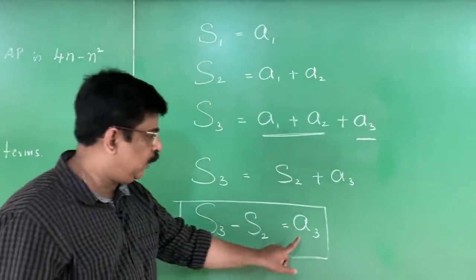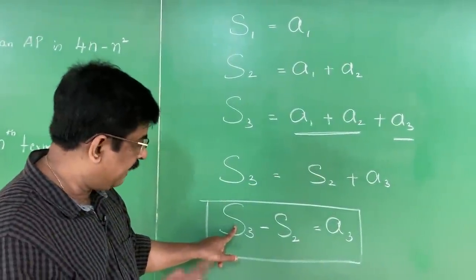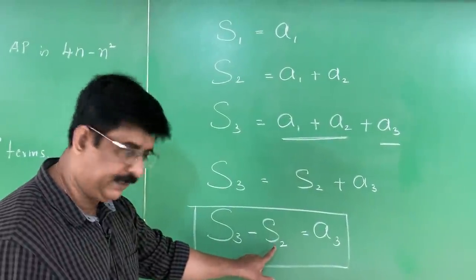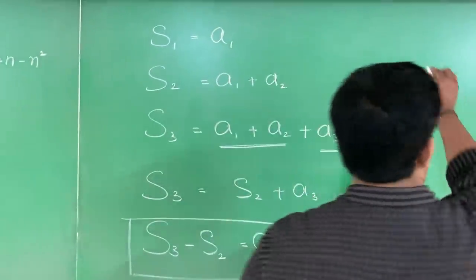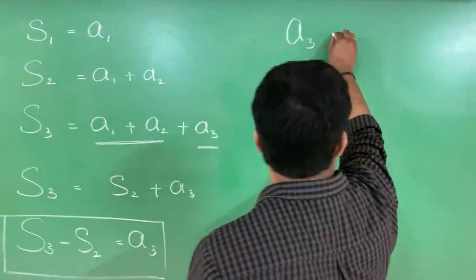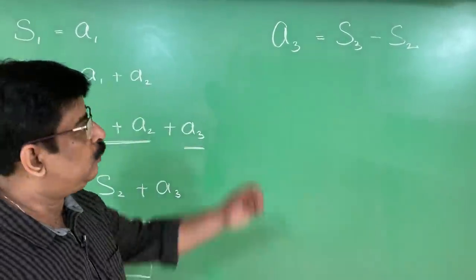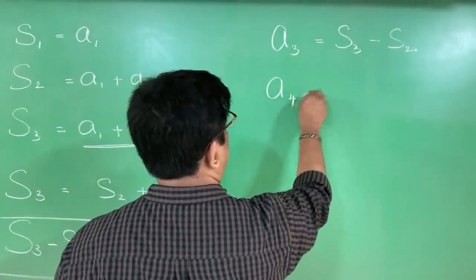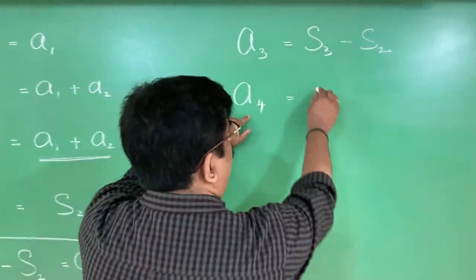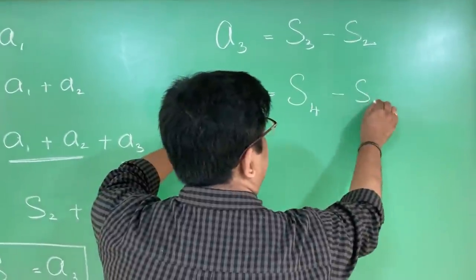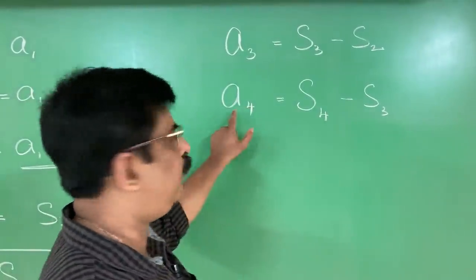Now I got one relation. If I wanted to find the value of A3, what I should do is find the value of S3. From the value of S3, if I remove the value of S2, I get the third term. Understood? Now we frame a formula. If I want A3, S3 minus S2 I should find. Suppose if I want A4, what should I do? If I want the fourth term, what I do is S4 minus S3. The sum of the first four terms minus the sum of the first three terms gives the fourth term.